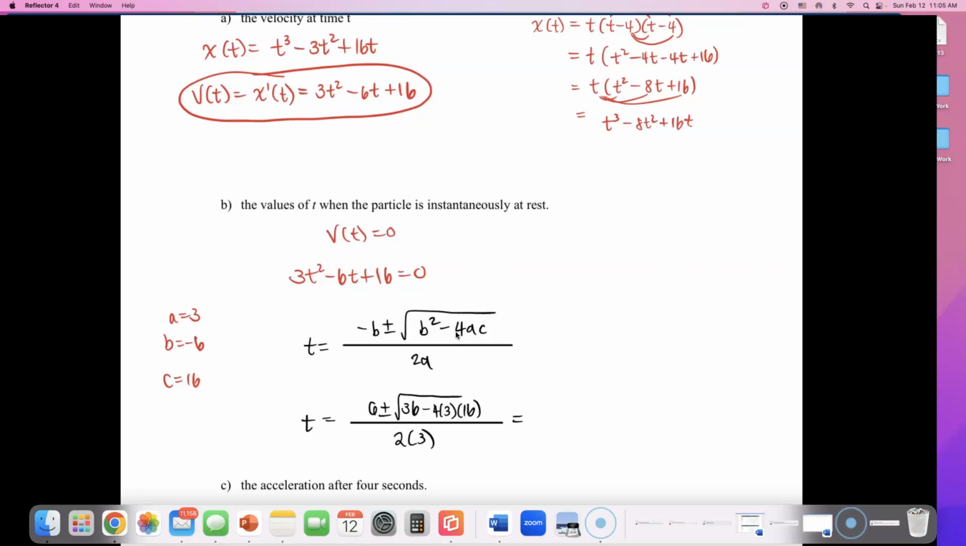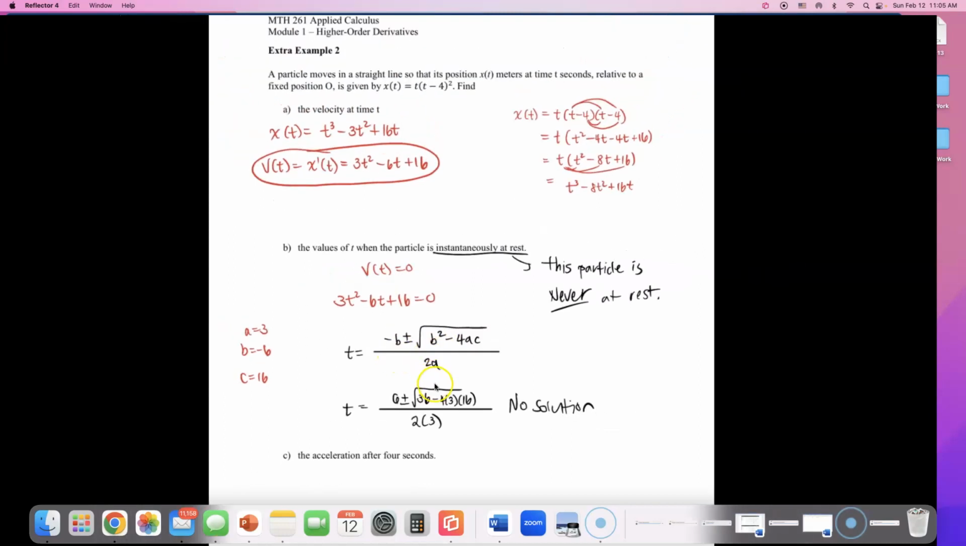So what we're going to say is that since this had no solution, this particle is never at rest. It's a crazy little particle constantly moving around. This one never stops, okay? Because when you solve this quadratic formula, the t was undefined. So this particle is moving, a crazy little one, but the velocity is never zero, okay?